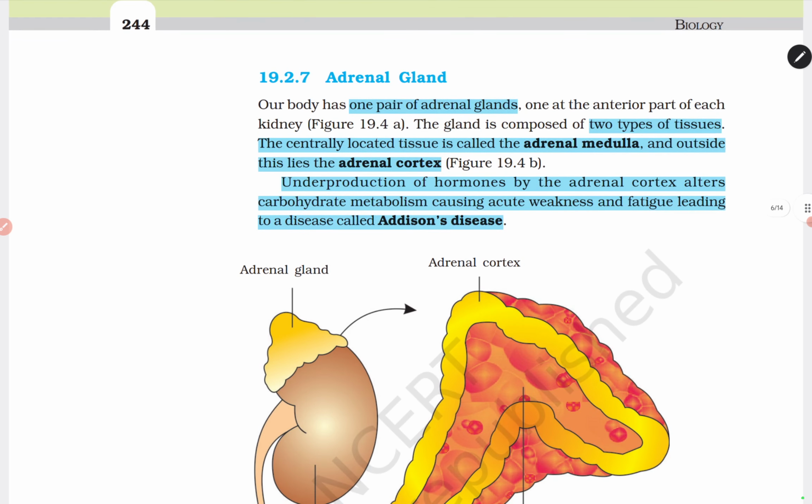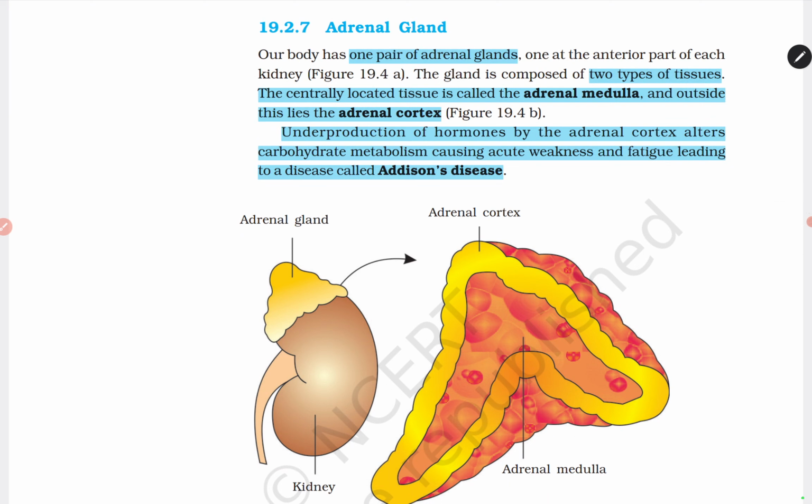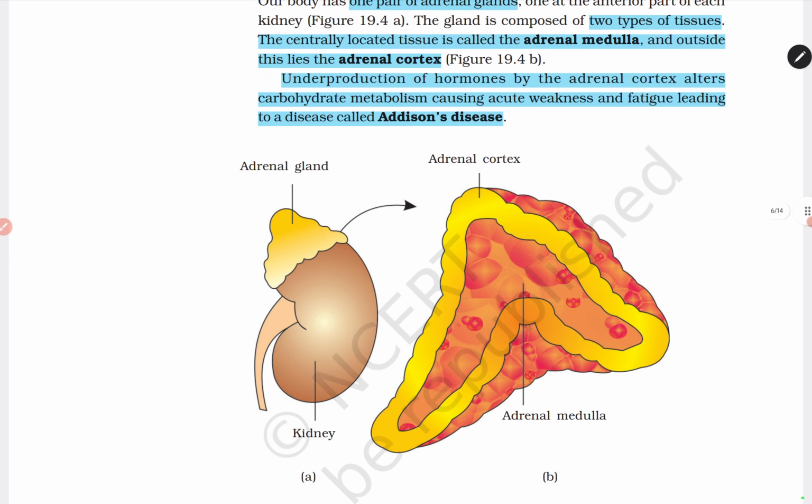Coming to the adrenal glands, our body has one pair of adrenal glands, one at the anterior part of each kidney. This gland is composed of two types of tissue. The centrally located tissue is called the adrenal medulla, and outside this lies the adrenal cortex. Underproduction of hormones by the adrenal cortex alters carbohydrate metabolism, causing acute weakness and fatigue, leading to a disease called Addison's disease.